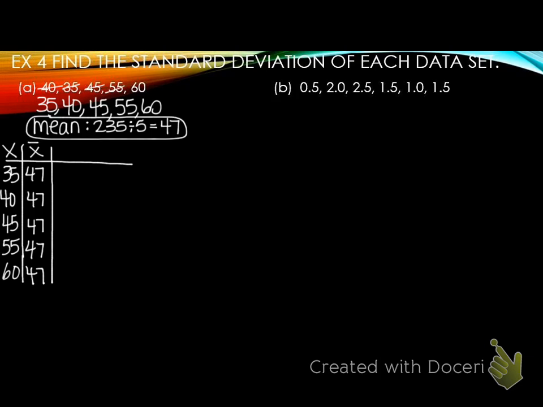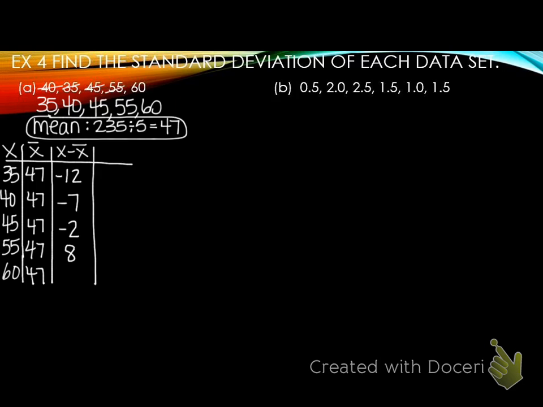Then we're going to take the x value minus the average. That's going to be our next column. So again, grab those calculators if you need to. What's 35 minus 47? Negative 12. What is 40 minus 47? Negative 7. What is 45 minus 47? What is 55 minus 47?